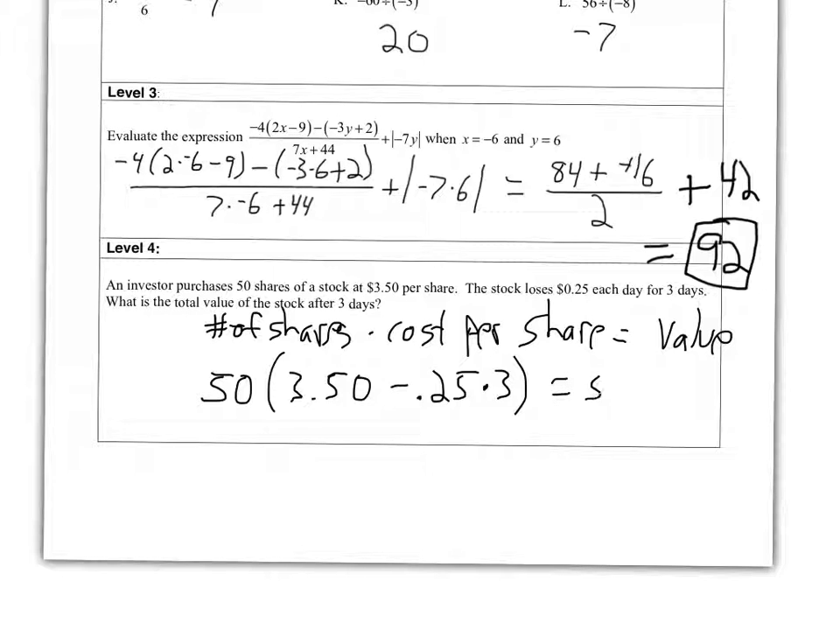So we have 50 shares that are now only worth $2.75 each. And $2.75 times 50 is $137.50.